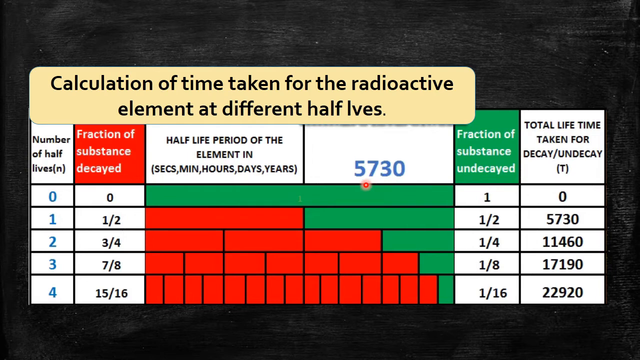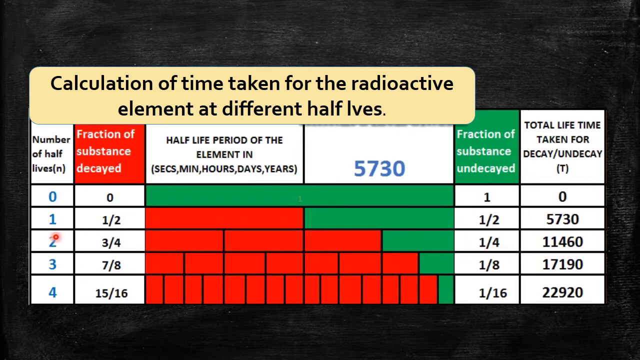Look at the bottom of the table. In the first half-life, that is n equal to 1, after 5730 years, half of the element is decayed. That's why this part is shown in red, and half of the remaining portion is not yet decayed. That's why this remaining half portion is given in green color. In the second half-life, 3/4 of the element is decayed, 1/4 of the element is not yet decayed. For that it takes 11,460 years. That is the second half-life period.